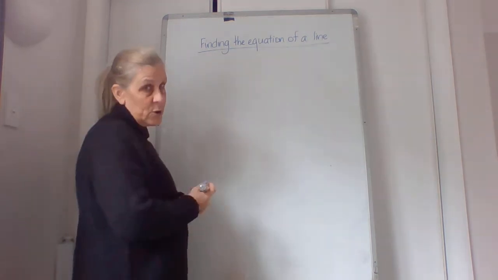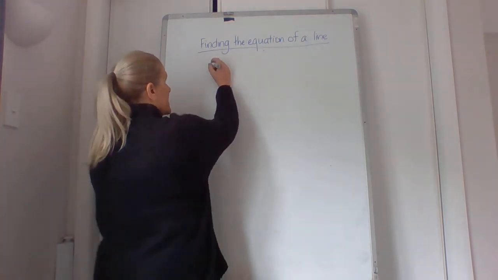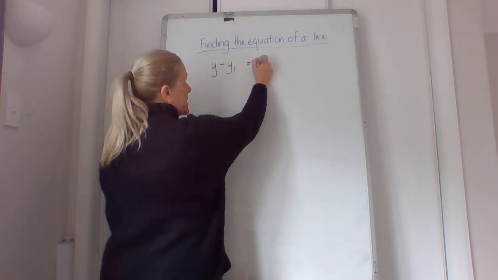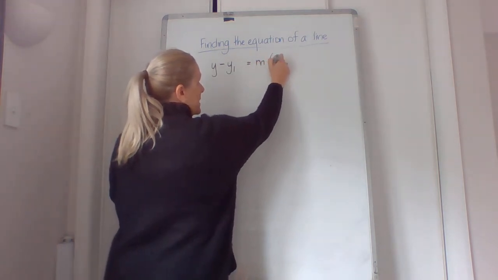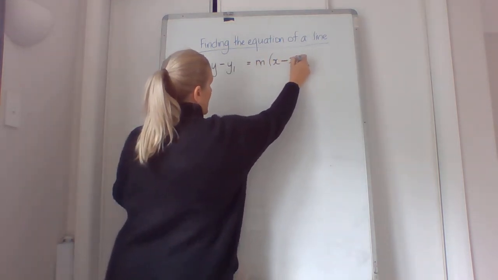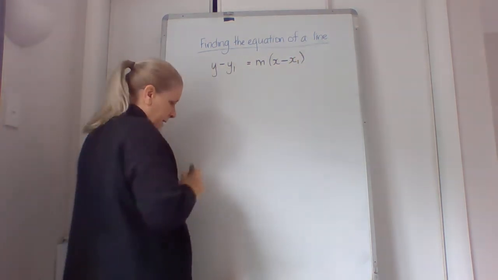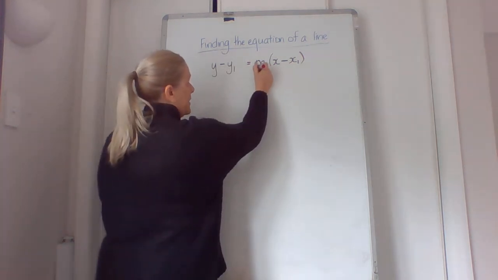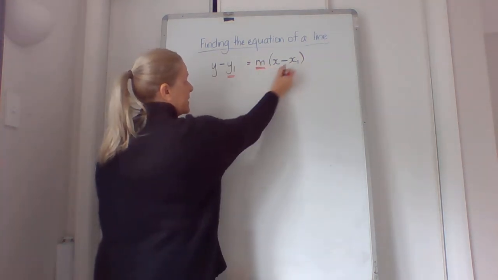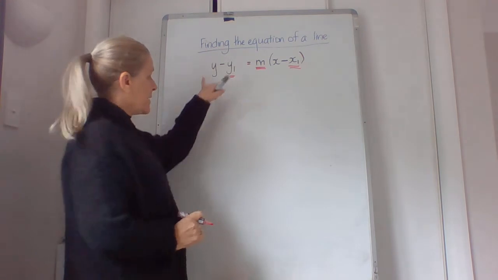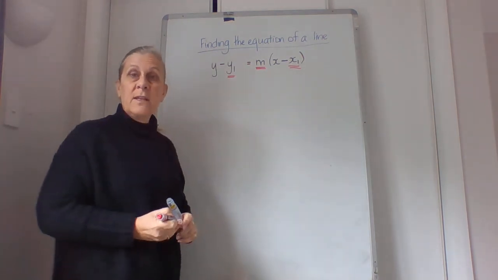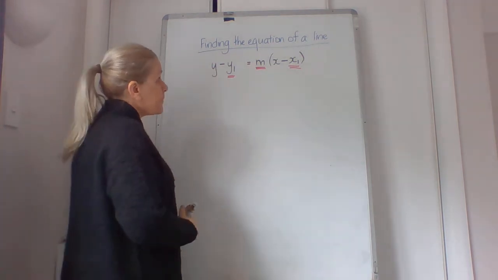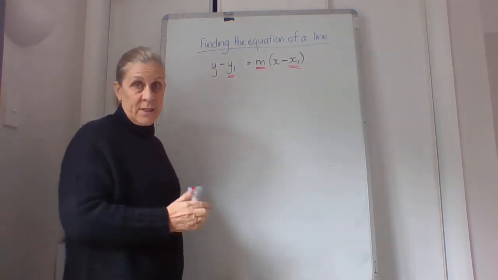But now we're going to have a new formula, and that formula is y minus y1 equals m bracket x minus x1. Now, we're going to substitute into this. We're going to substitute here and here. That will leave us with an equation with an x and a y in it. And we need an x and a y in an equation to be able to draw a graph of it. So what we need is 2 points.